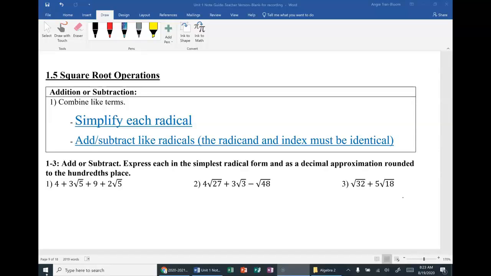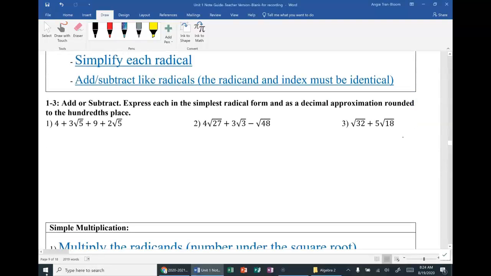Now, to simplify the radical, we studied this already. Once the radical is in its simplest form, then you can add like radicals, okay? Like radicals mean that the radicand, which is the number under the square root, or under the cube root, is the same. And also like index. The index is the square root, cube root, fourth root, and so on. Both must be exactly the same for you to say those are like radicals, okay?